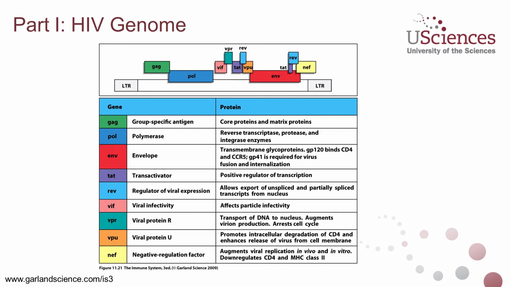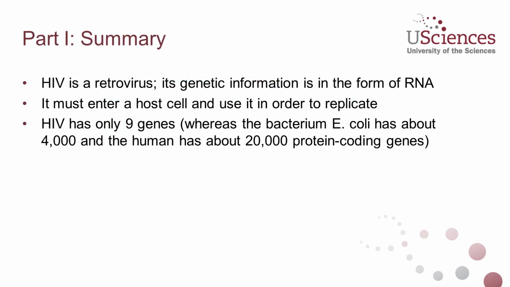preventing the virus. So in summary of this first part, HIV is a retrovirus, meaning that its genetic information is in the form of RNA and has to be rewritten as DNA before it can replicate. It must enter a host cell and use the host cell to replicate. It can never do this on its own. And finally, HIV has only 9 genes, whereas E. coli has 4,000 and the human has 20,000. And these 9 genes are able to make all the proteins necessary to complete that HIV life cycle.